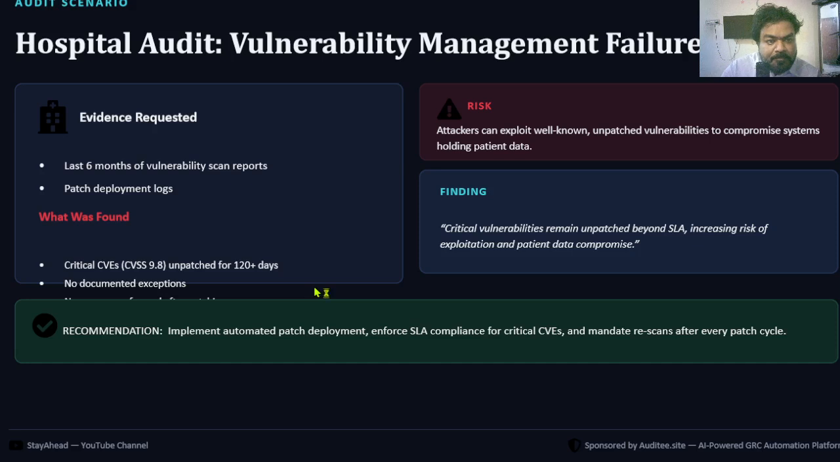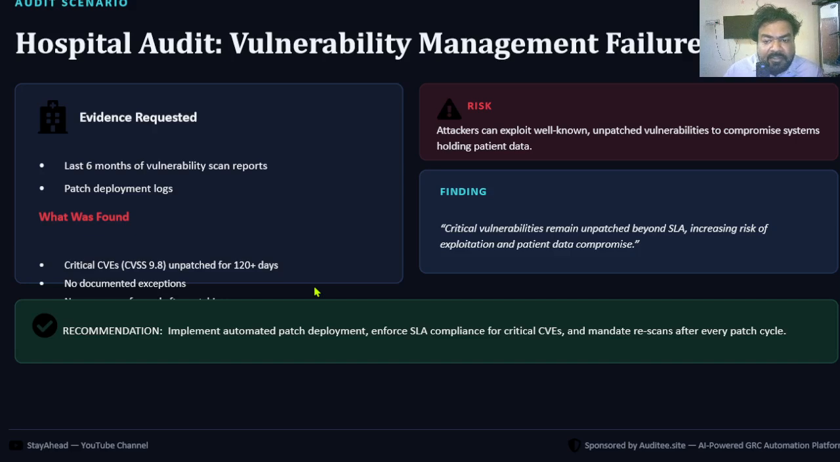Hospital audit, hospital vulnerability management failure. Here's a second scenario, this time in healthcare. The auditor requested 6 months of vulnerability scan reports and the patch deployment logs. What came back was concerning. A critical vulnerability scoring 9.8 on the CVSS scale had been sitting unpatched for over 120 days. There were no documented exceptions explaining why, and after patches were eventually applied, nobody rescanned to confirm they actually worked.